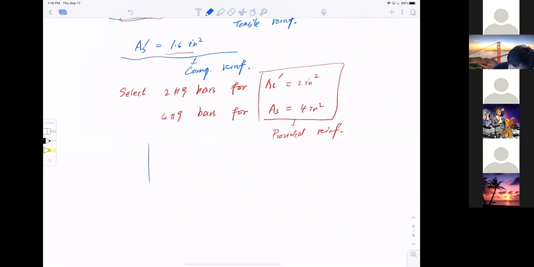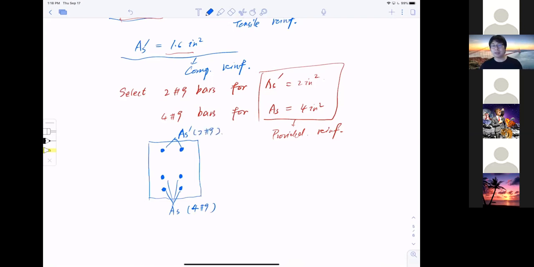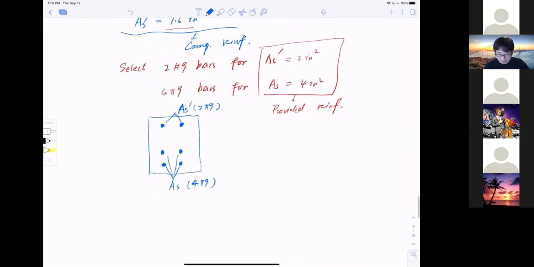So now I'm looking at the section here. I have 4 AS, which is 2 rows, and 2 AS prime. Still very crowded, barely fit. All right, so that is my current section.